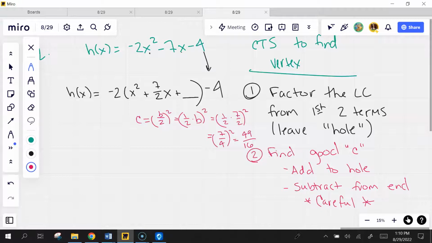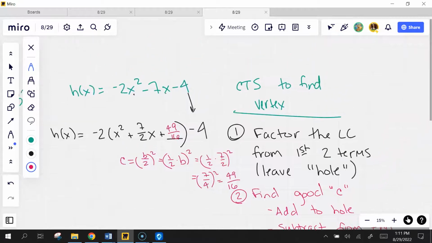Now, add it to the whole. And I told you to subtract from the end, and I said be careful. Before I added it to both sides, right? Why did I add it to both sides? Before I added it to both sides because it's an equation and I needed it to stay equal, right? But now, since I'm working on the same side, I need to subtract whatever I added in there to keep it balanced.